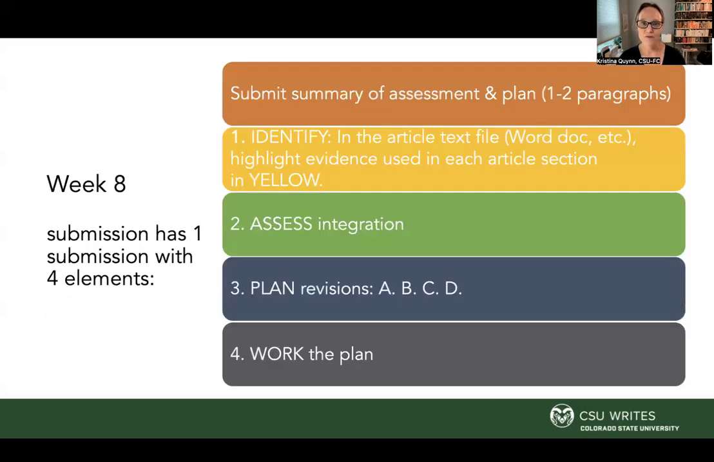All right, and just as a reminder, just identify how it is that you've used something, a piece of evidence, integrated it, assess its integration, see if it needs to be revised. What would you do to revise it? And then you go back and revise it on your own.